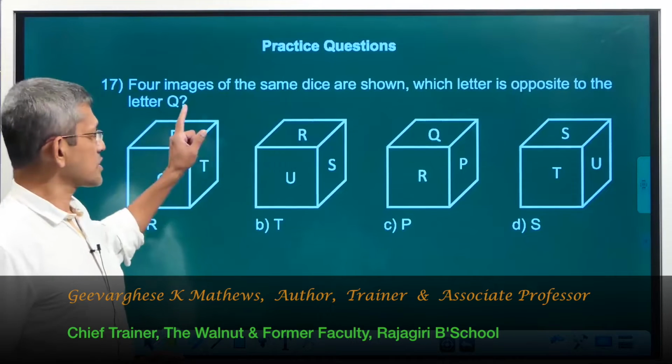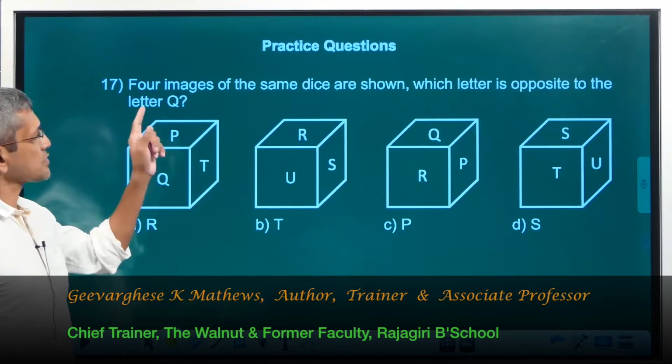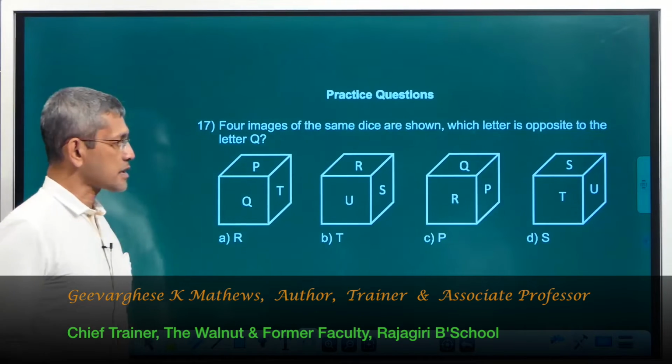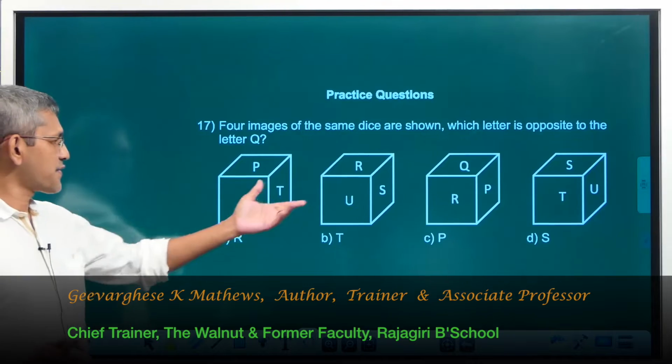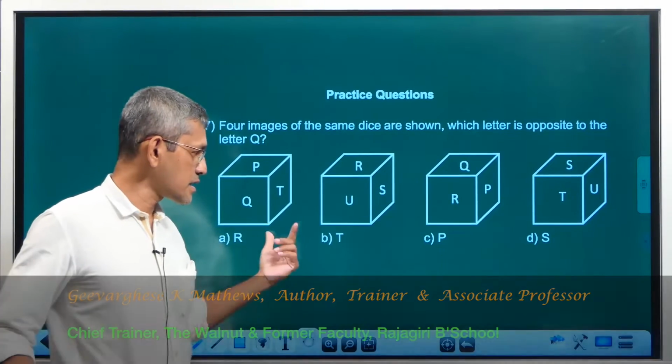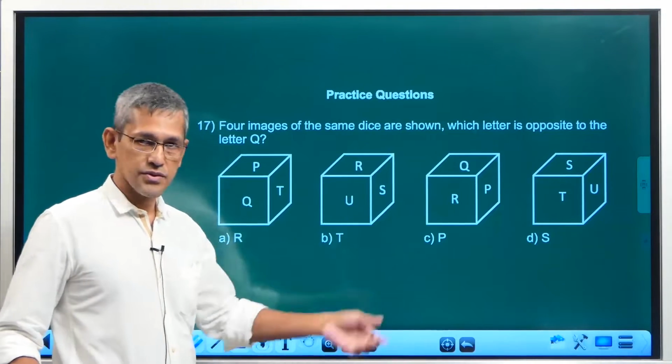So let's continue with this question. Four images of the same dice are shown. Which letter is opposite to Q? So how do you compare it? Try the first two images first. If it doesn't work, go for the first and third, then the first and fourth. You can try that way.